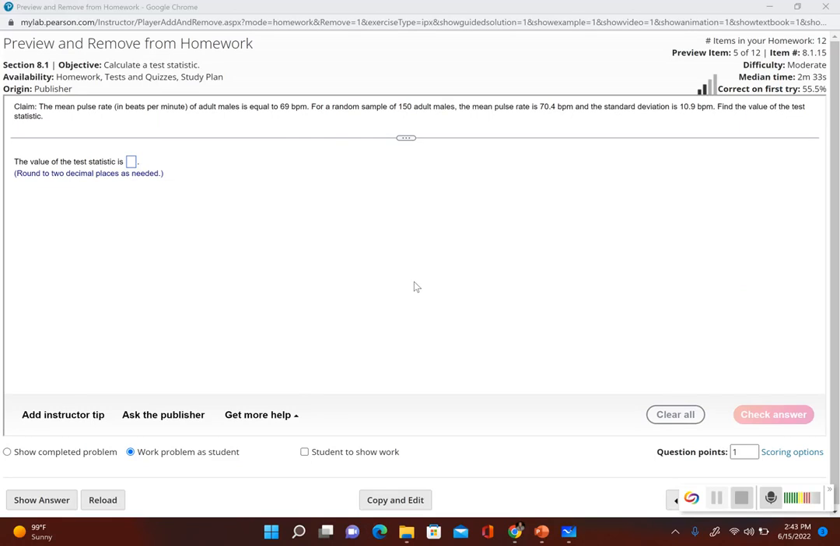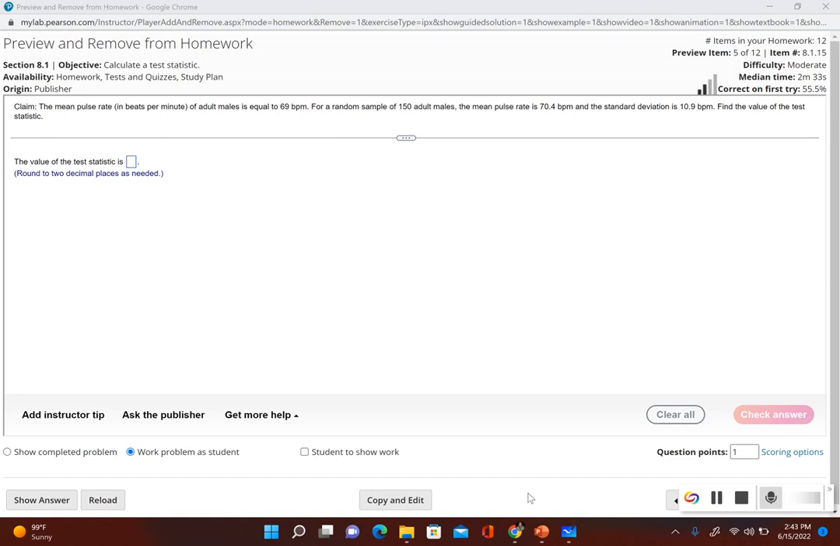This is another example on calculating the test statistic, but this time this has to do with the population mean. Now our claim here is the mean pulse rate of adult males is equal to 69 beats per minute. For a random sample of 150 adult males, the mean pulse rate is 70.4 beats per minute, and the standard deviation is 10.9 beats per minute. Find the value of the test statistic.